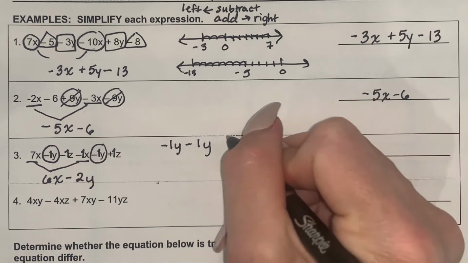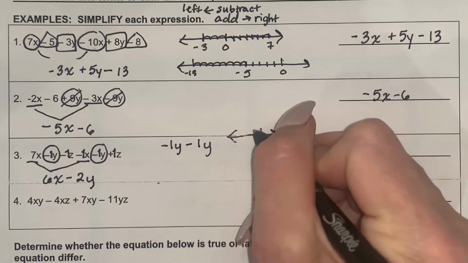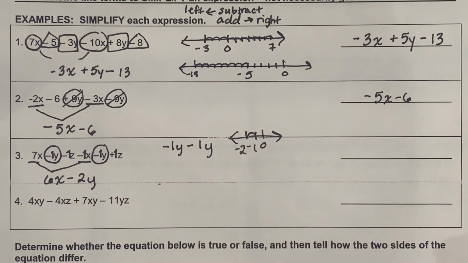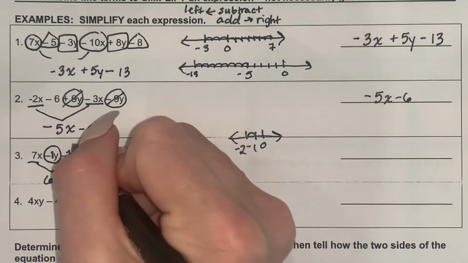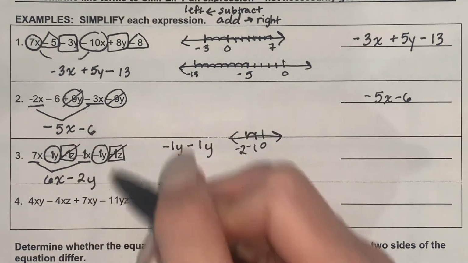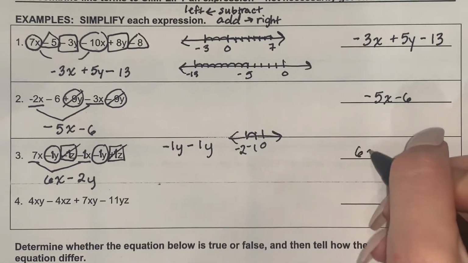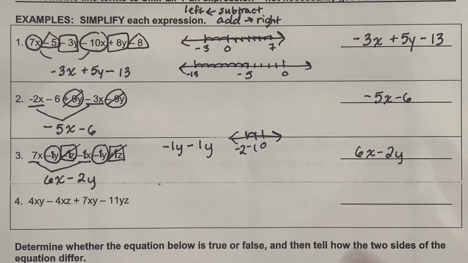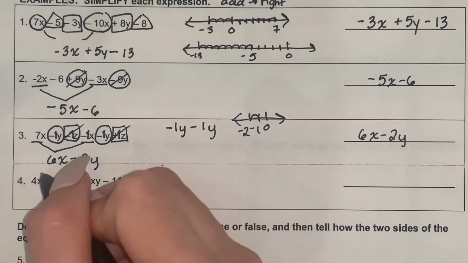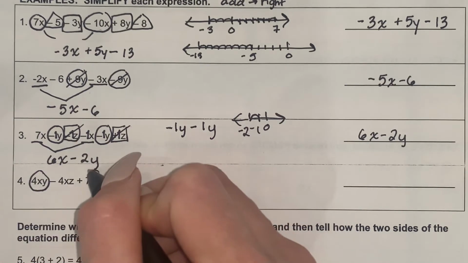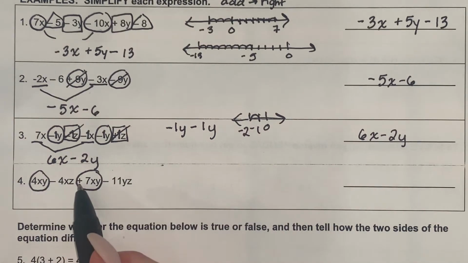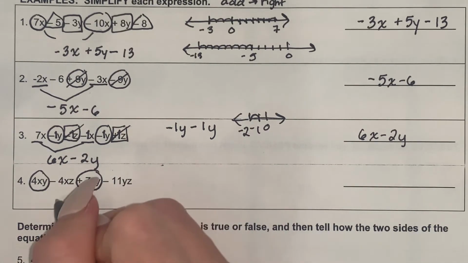Or you could think about it on a number line. If here's 0 and you're at negative 1, you have to go 1 to the left, so you'd be at negative 2. And then again, we've got some opposites, negative 1z and positive 1z, so those are going to cancel to 0. So it'll be 6x minus 2y. And then this last one has 4xy, which matches with 7xy. So that's just 4 plus 7, which is 11.